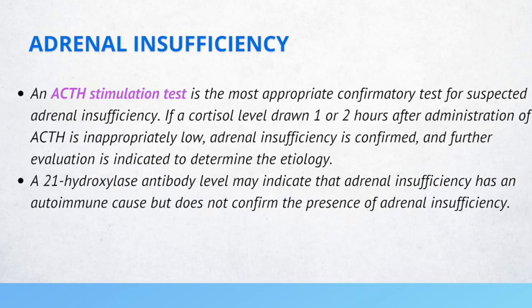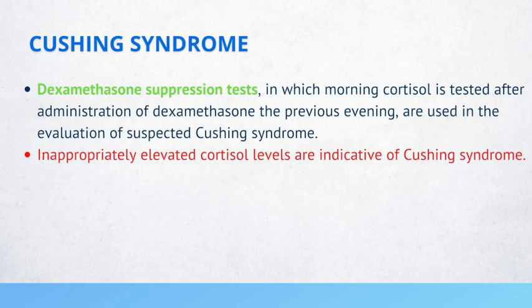This is the most appropriate confirmatory test for suspected adrenal insufficiency. If a cortisol level drawn 1 or 2 hours after administration of ACTH is inappropriately low, then adrenal insufficiency is confirmed, and then further evaluation is needed to determine the exact etiology. A 21-hydroxylase antibody level may indicate that adrenal insufficiency has an autoimmune cause, but it doesn't confirm the presence of an adrenal insufficiency itself.